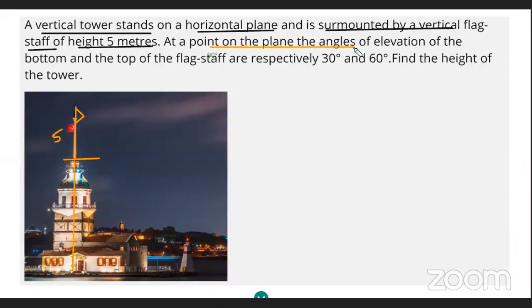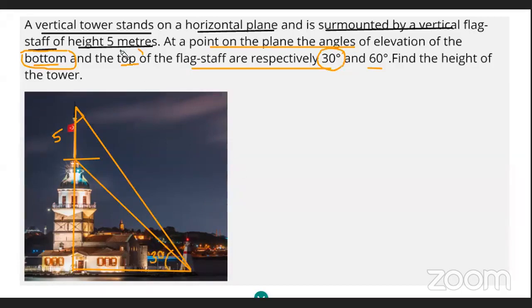Now at a point on a plane, the angle of elevation of the bottom and the top of the flagstaff is 30 degrees and 60 degrees. Now you tell me, should I make the angle of elevation of the top 60 or 30? Bottom is 30 and top is 60, because the first word is bottom, so that angle is 30 degrees. The next word is top, angle of elevation of the top, which matches with 60 degrees.